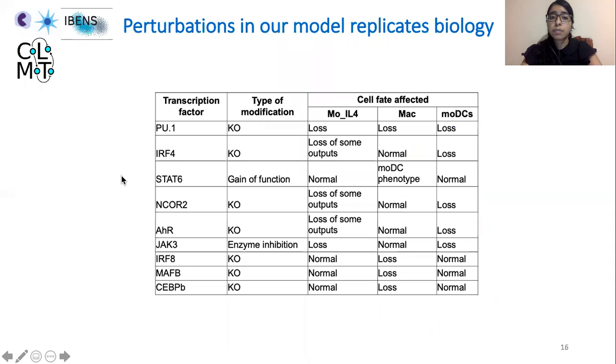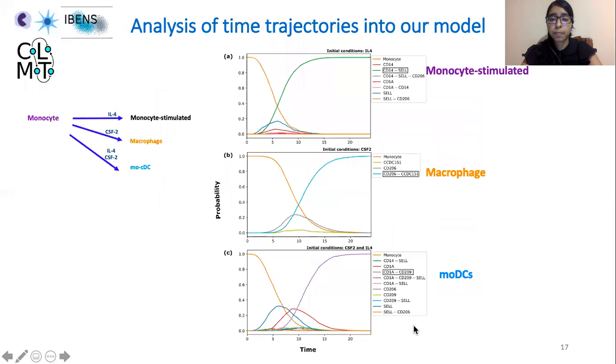We also tested some mutations in our model. For example, I show you IRF4, which is required for dendritic cell differentiation. We can see that with the knockout, the only cell fate that is affected is the dendritic cell. MAFB is a transcription factor that is required for macrophage differentiation, and with the knockout, the macrophage is the only cell fate that is lost. We also wanted to know the percentage of the population that can be achieved through time.